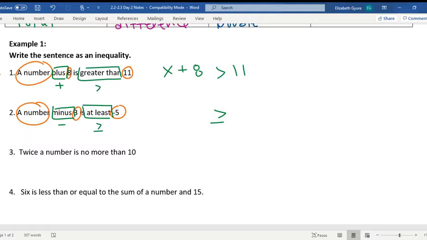Okay, so a number minus 3 is at least -5. So a number, do we know what it is? Yeah, assign it a variable, x. Minus 3, how would we write that? Minus 3, right? Subtract 3. Is at least, what do I need to put on the other side? -5, and then we're done. Good.